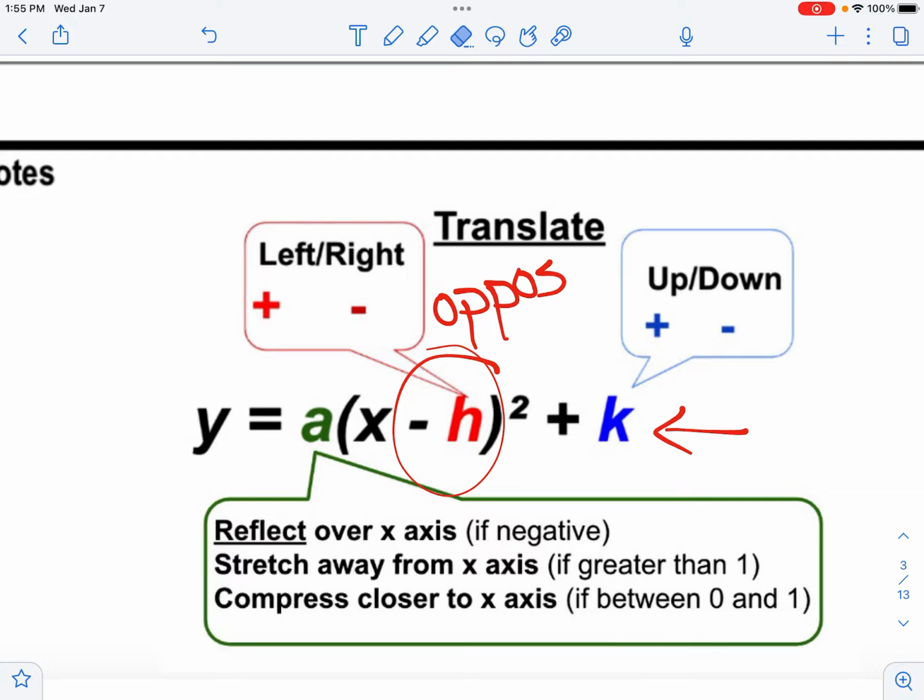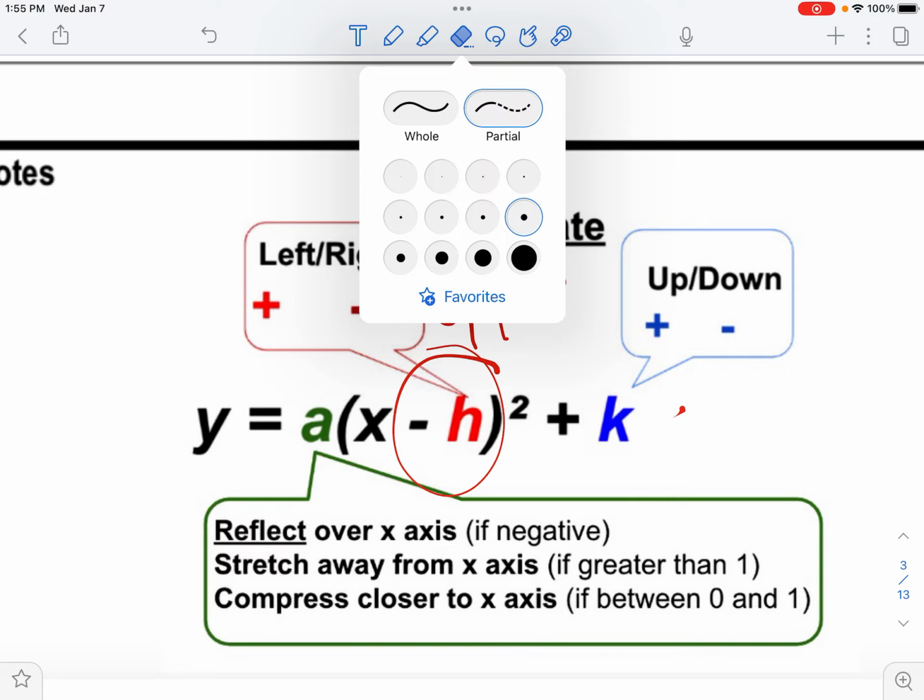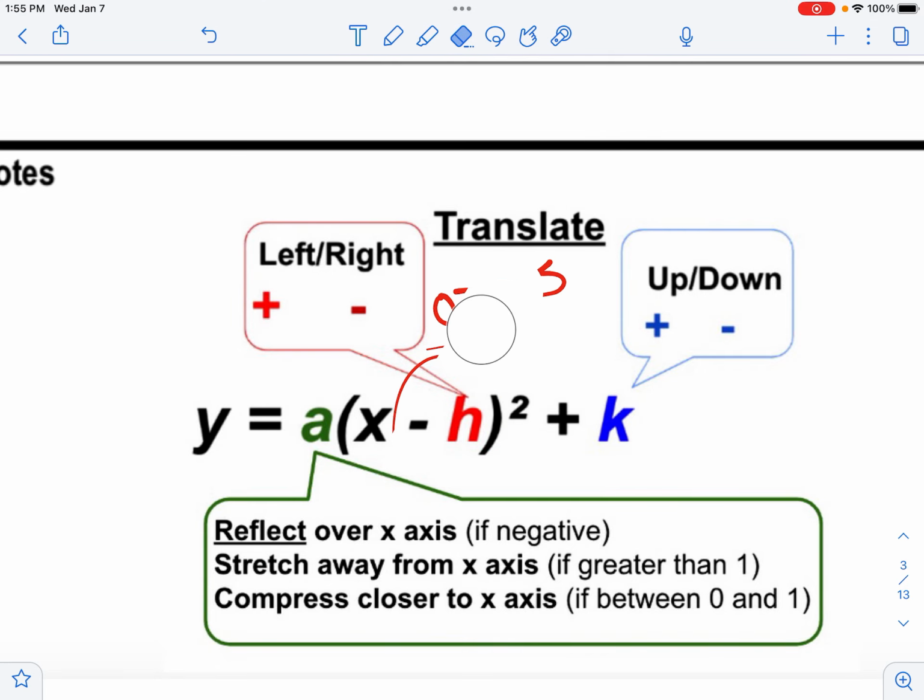And then we could also stretch a function by doing this, or compress it. If the number was bigger than 1, it was a stretch, and it stretched away from the x-axis. Or we could compress it, which would get closer to the x-axis, and that was if the number was between 0 and 1. And then it also got reflected across the x-axis if it were negative.